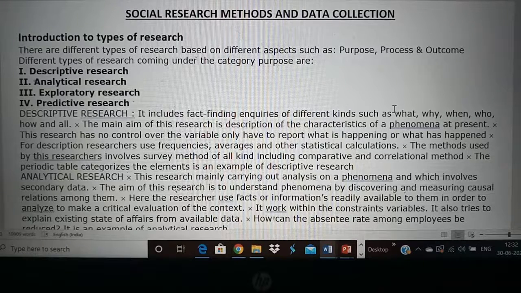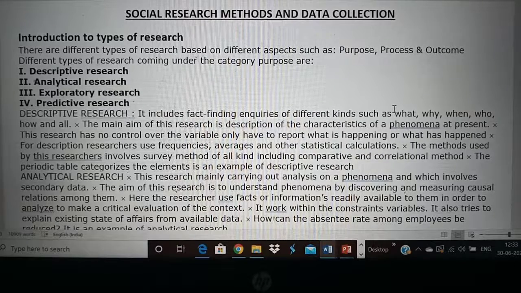Any research that you do is based on three things. That is the purpose of the research, why you are doing research, and then the process of doing research, how you are doing research, and then the outcome, that is the result of the research. So all the research that you do can be classified into these three categories: purpose of doing research, process of doing research, and outcome of the research.